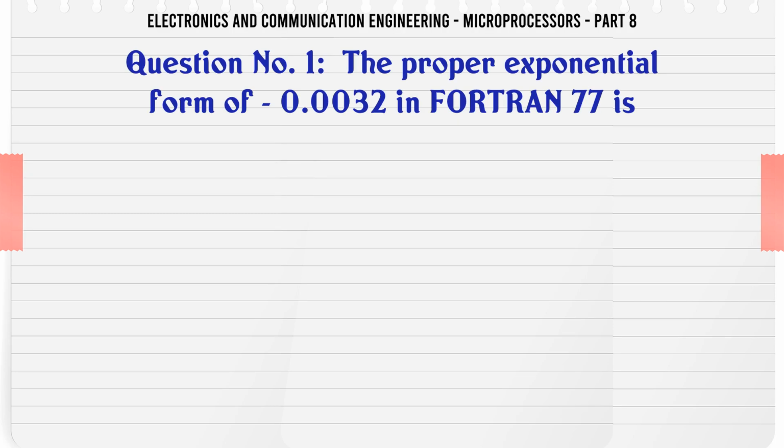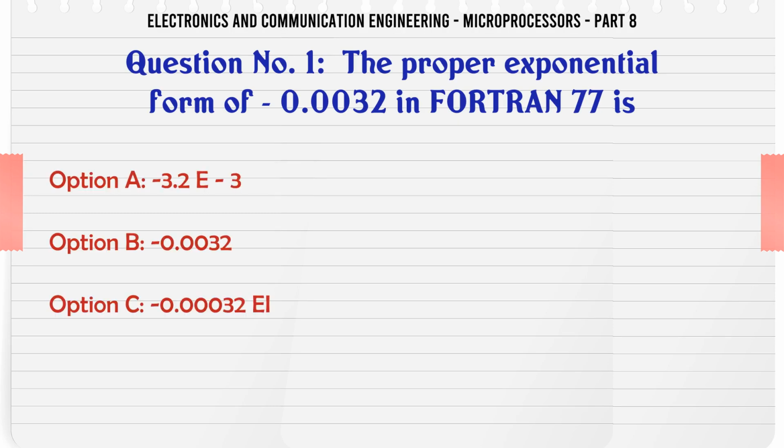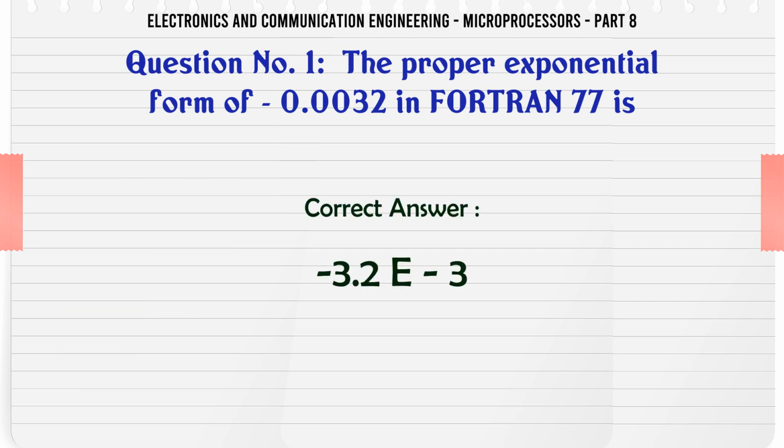The proper exponential form of 0.0032 in FORTRAN 77 is: A, 3.2E3; B, 0.0032; C, 0.00032E1; D, 0.032E1. The correct answer is 3.2E3.